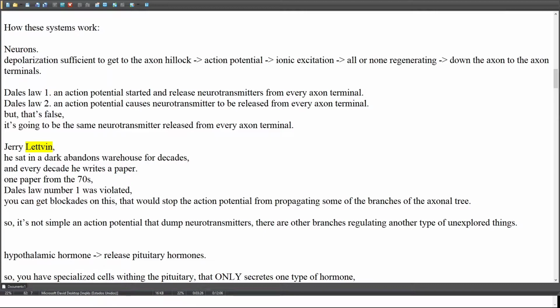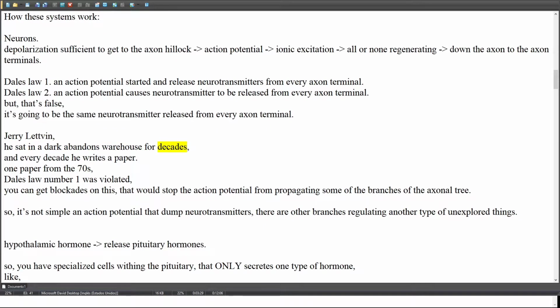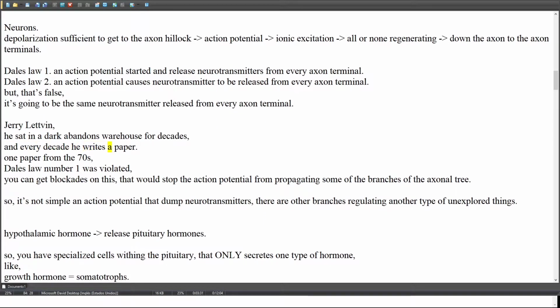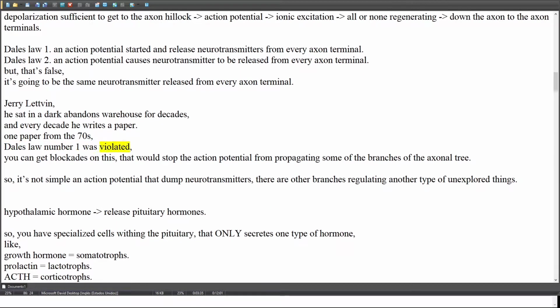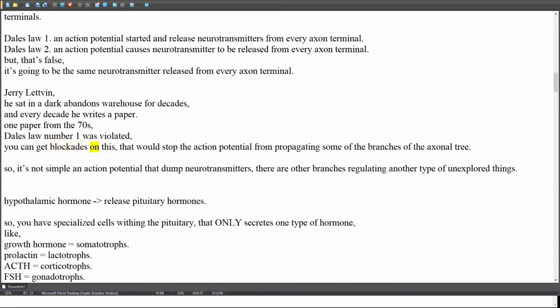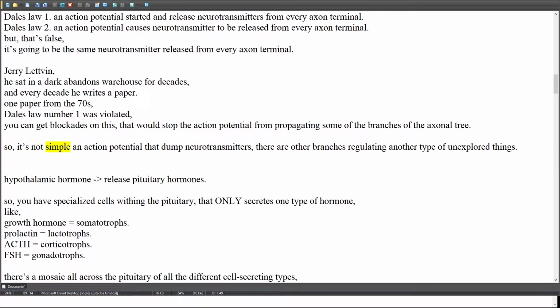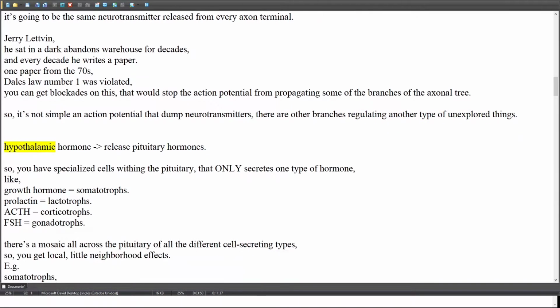Jerry Letvin. He sat in a dark abandoned warehouse for decades, and every decade he writes a paper. One paper from the 70s: Dale's Law number 1 was violated. You can get blockades that would stop the action potential from propagating in some of the branches of the axonal tree. So it's not simply an action potential that dumps neurotransmitters; there are other branches regulating other unexplored things.